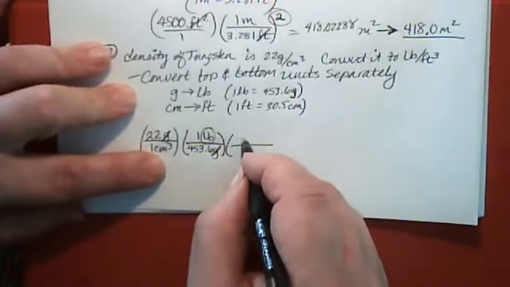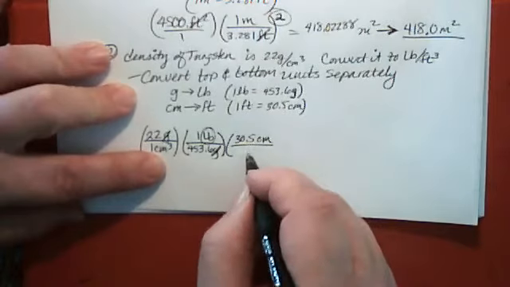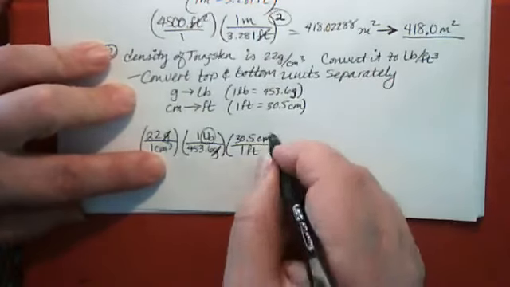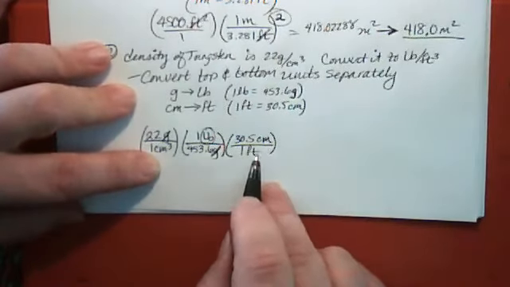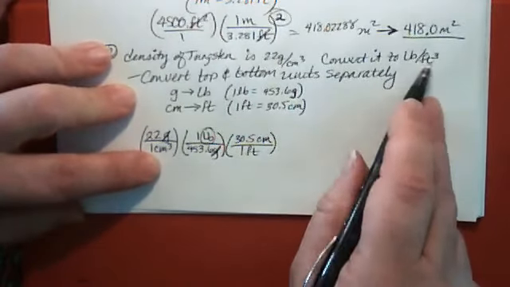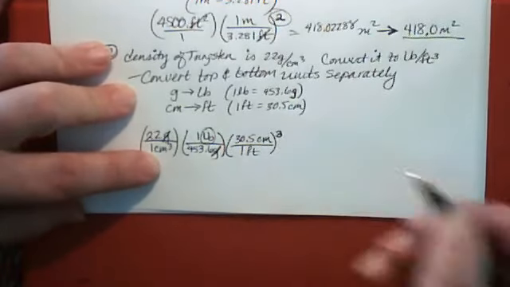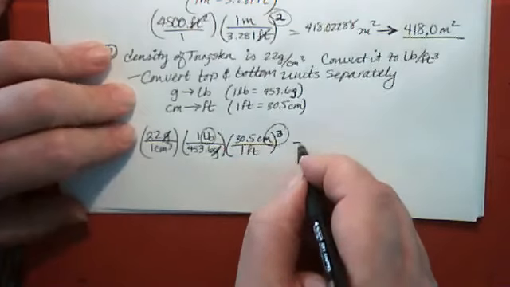So you want centimeters on top and feet on the bottom, because you want feet on the bottom here. Only it's cubic centimeters, not just centimeters, and it's cubic feet we want on the bottom, not just feet. So you're going to have to cube this entire conversion factor. And again, I'm going to circle it for emphasis.